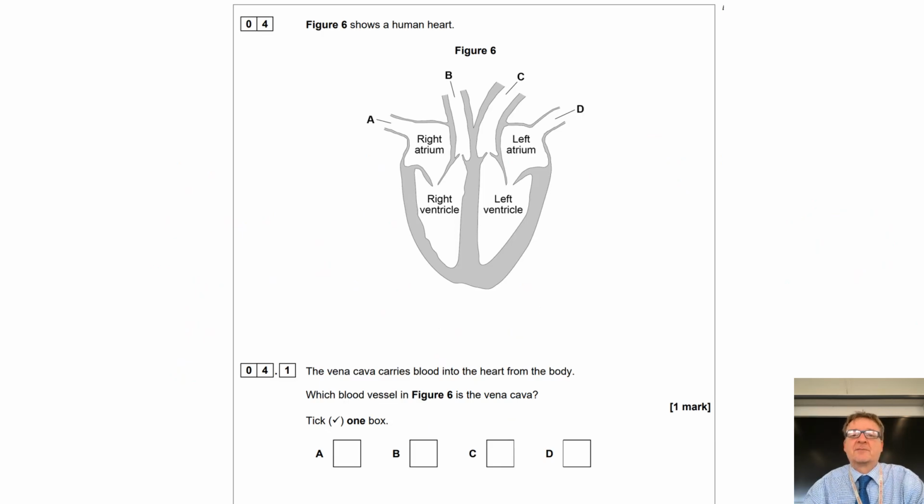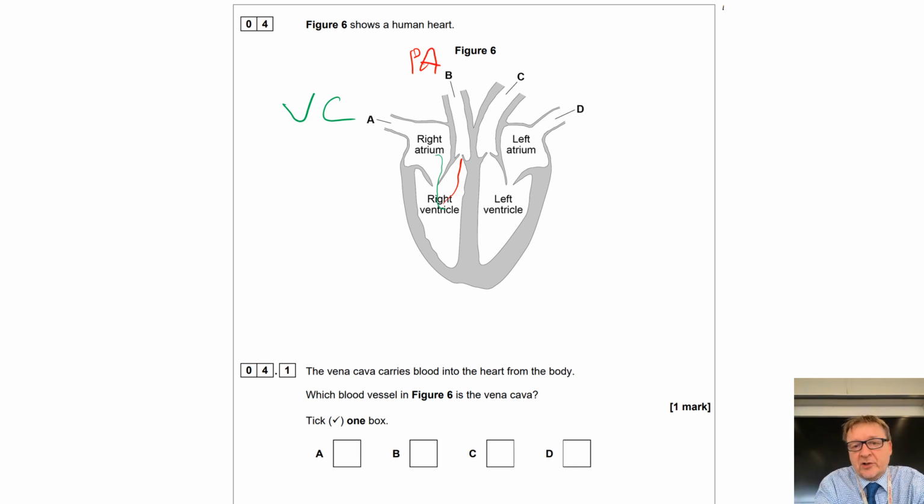Ooh, it's the heart. I like the heart. The vena cava carries blood into the heart from the body, right? So let me think about it. Right atrium, right ventricle. I think that there is the vena cava, because it's bringing blood into the right atrium from the body. Then the blood comes in through the right atrium and goes up the middle. So that must be the pulmonary artery going out at B.